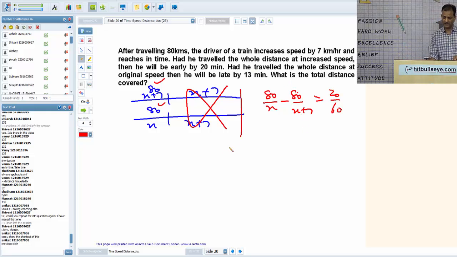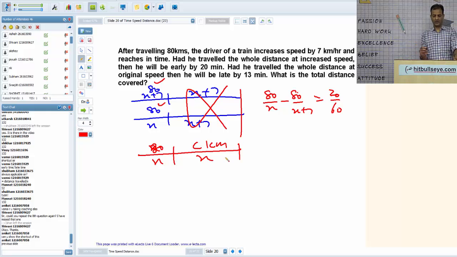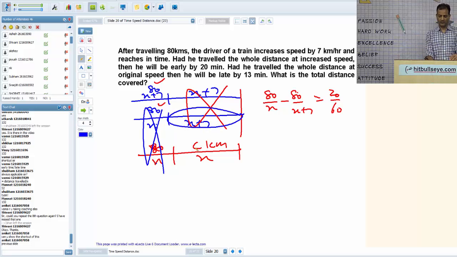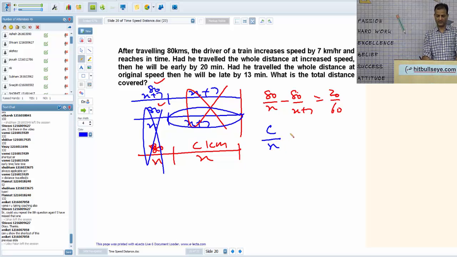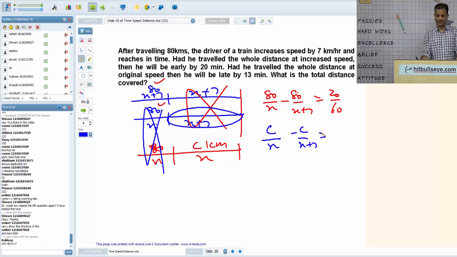Again, had he traveled the whole distance at the original speed, this 80 with the speed of x, and this I can assume as distance c kilometer with the speed of x. Now you can see in this area there will be no difference, because he is initially traveling by x, again this by x. Now in this area there will be a difference, c kilometer, traveling by x plus 7. So c upon x minus c upon x plus 7 is equal to 13 by 60.